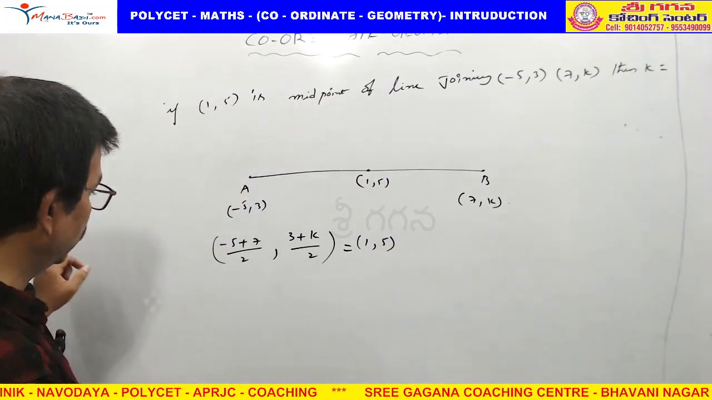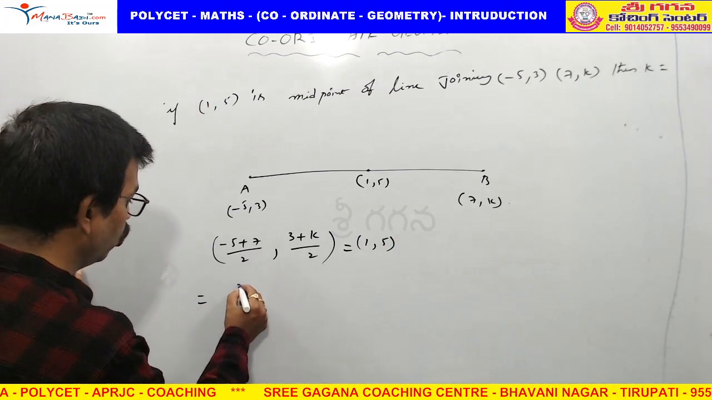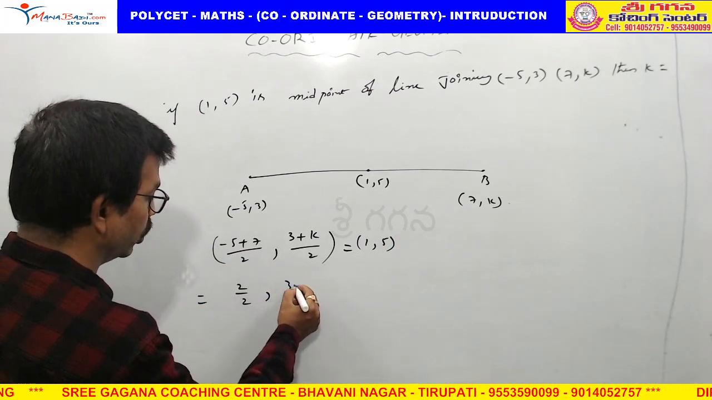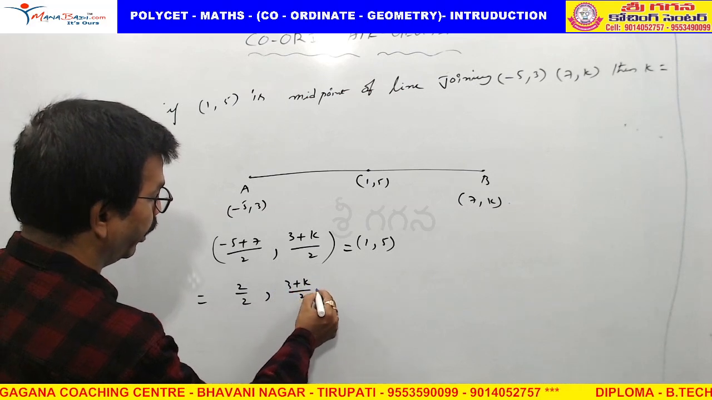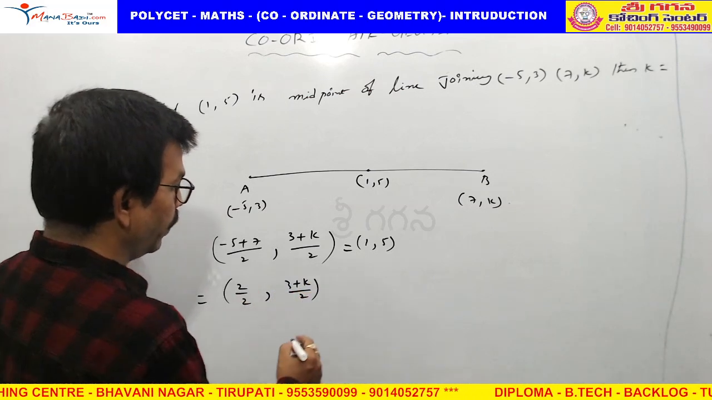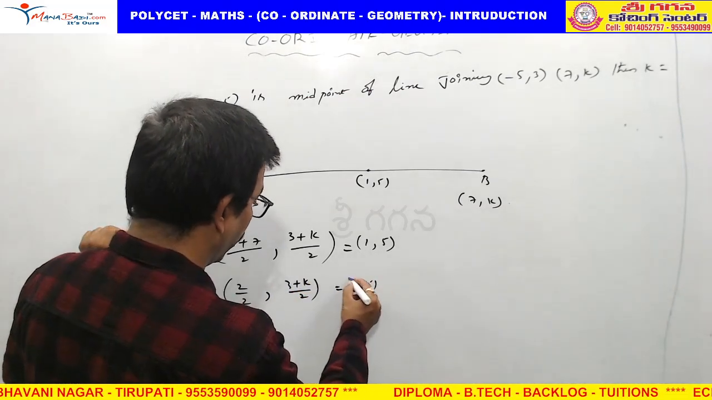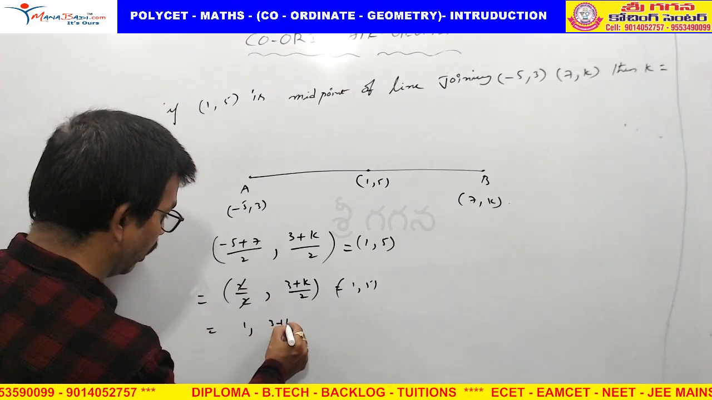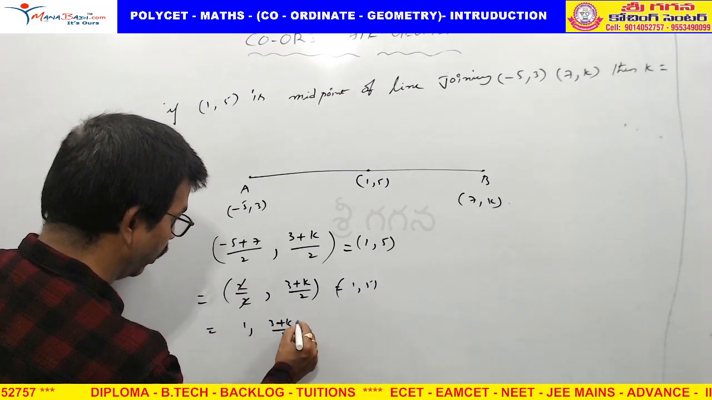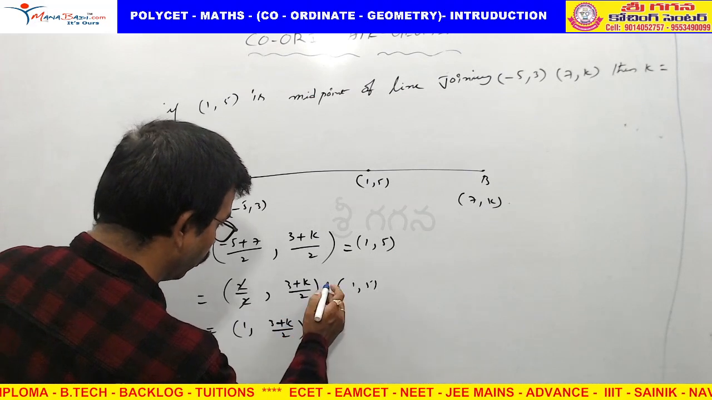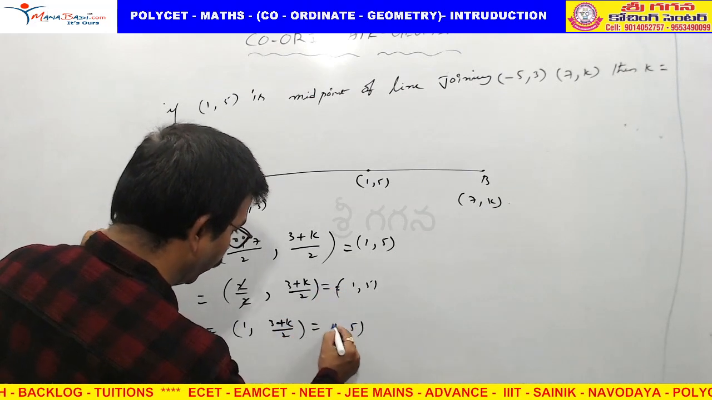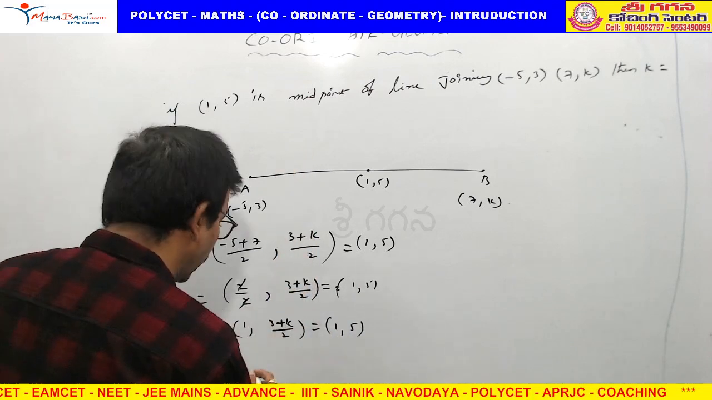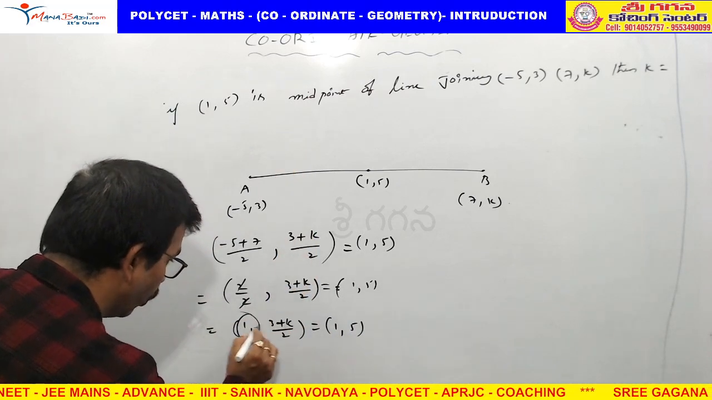So if we simplify the LHS side, minus 5 plus 7 by 2 will come. This is a constant, so we can't add this one, 3 plus k by 2. That equal to 1 comma 5. If we cancel here, 1 comma 3 plus k by 2 equal to 1 comma 5. Now you can take corresponding terms, then you will get the k value. Question asking the k value, so this is no need.